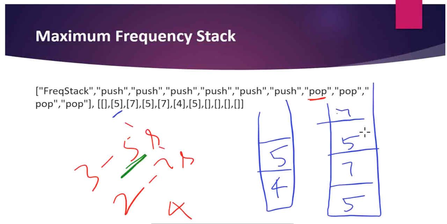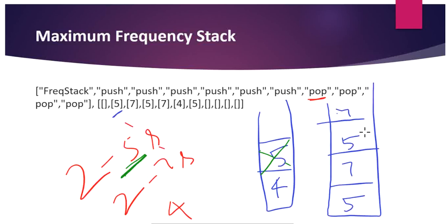So we have to remove 5. It happens that the topmost element is also a 5, but we have to remove the most frequent element in the stack. The most frequent is 5, so we are removing 5. Now 5 is removed from the stack. Let's update 5 to 2, because we have only two 5s left after removing one.